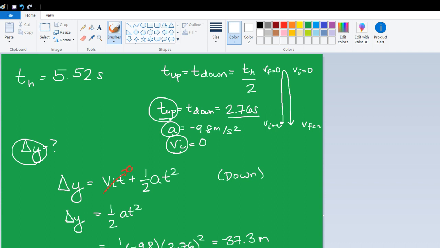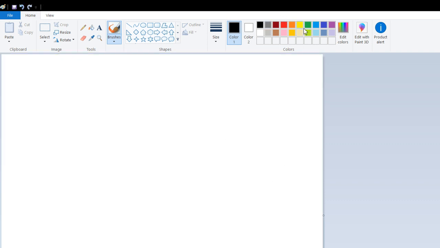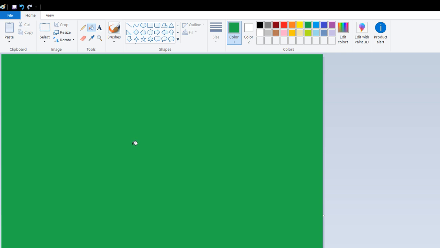Calculate delta y. Another thing we can calculate using this, let me just refresh my paint. I'll not save that. I'm gonna make it green. Green is easy on the eye and it looks like a blackboard, so I'm gonna use that. Okay, so let me get my brush out.